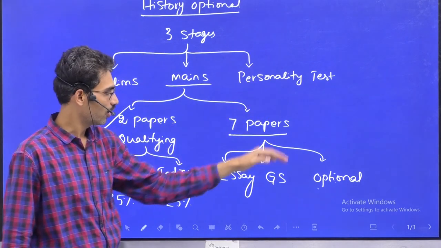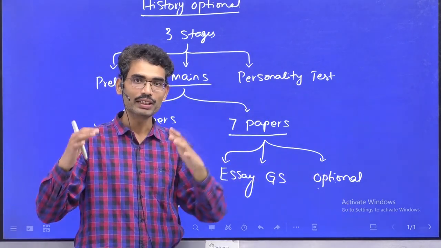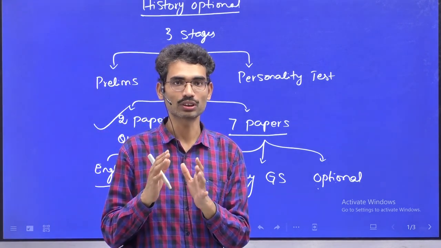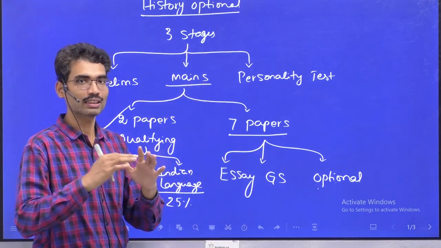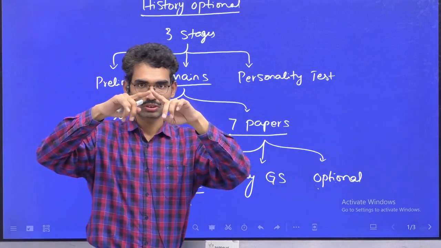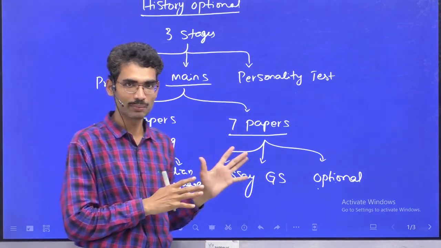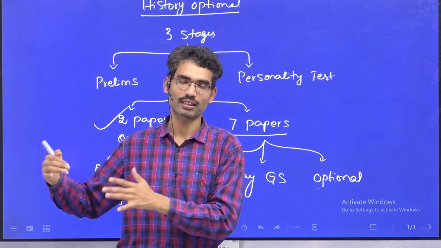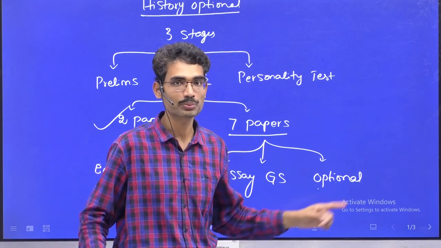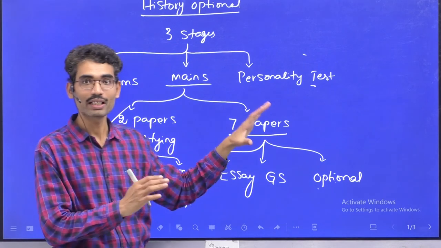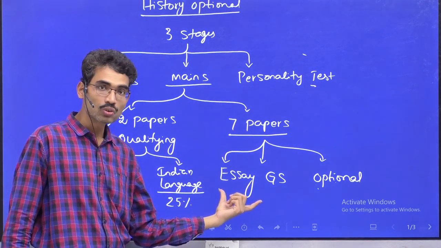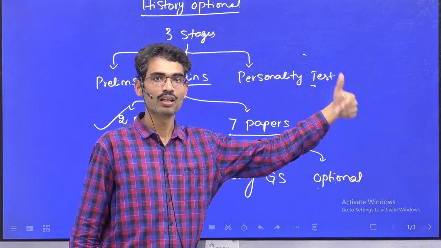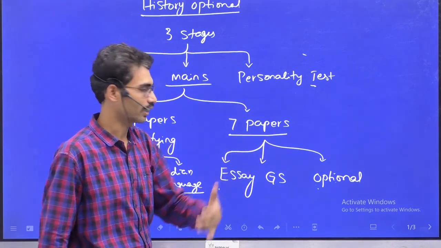So now, if we understand the weightage of optional in these seven papers, you will be better equipped to know how much attention you should give to the optional. That is the purpose and the crux of this video. First, we are going to understand the overall framework of the mains examination, and after this we will see what score last year's first ranker got. The first ranker has optional history only. So we have a ready-made reference of how much score she got in essay, general studies, optional, and the personality test, and overall, for how much score she secured first rank.